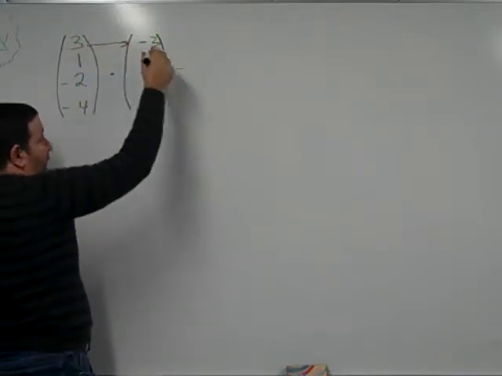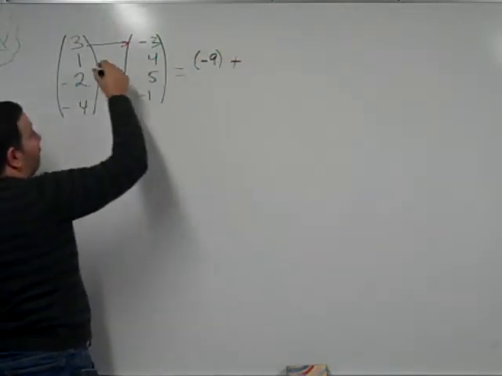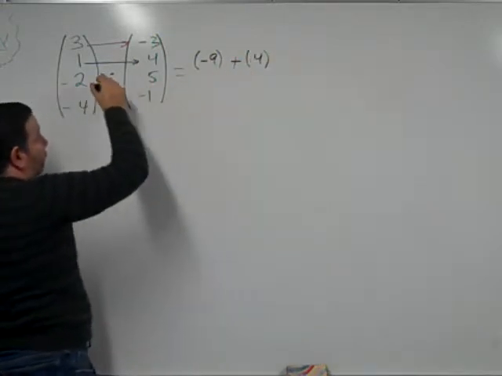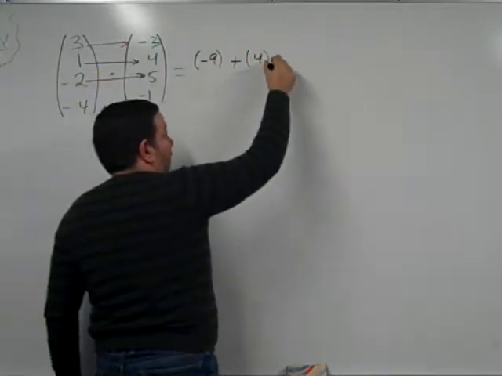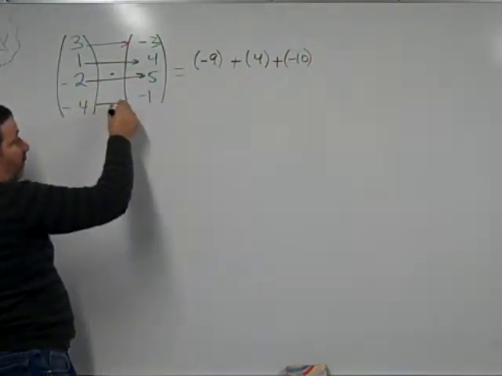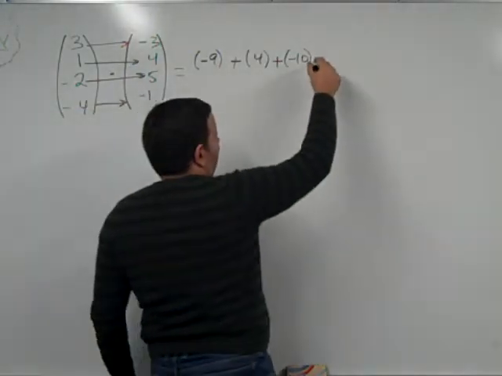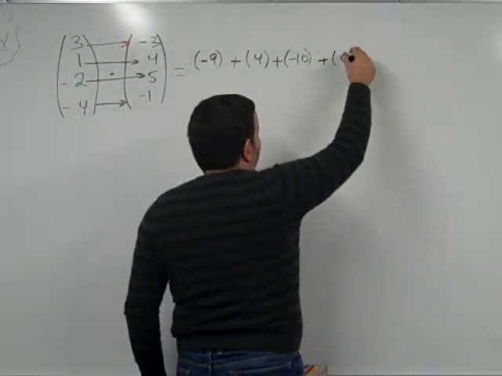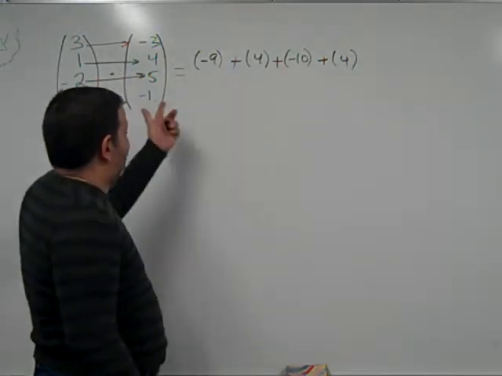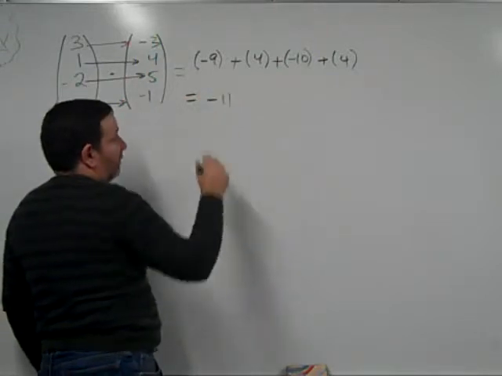You multiply the first numbers, you get -9. Plus, you multiply the second numbers, you get 4. Plus, you multiply the third numbers, you get -10. Multiply the fourth and last numbers, you get +4. And then you add these. And you'll get -11 if I didn't make a silly mistake.